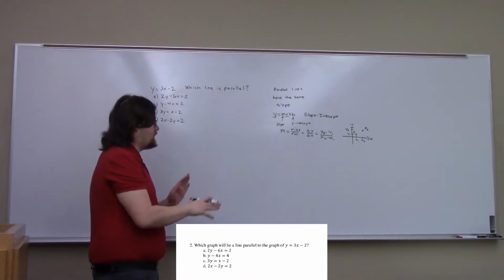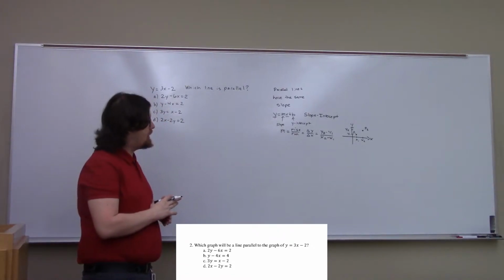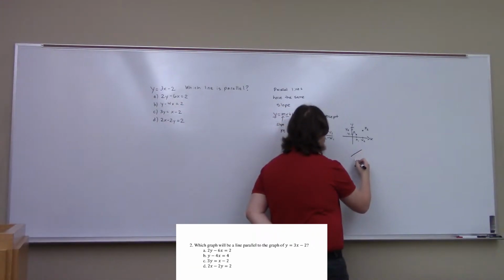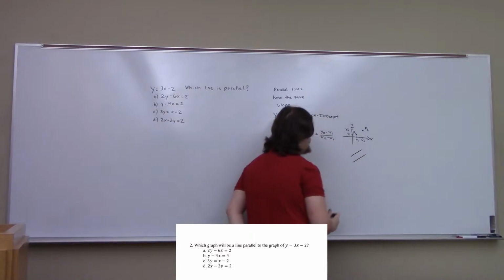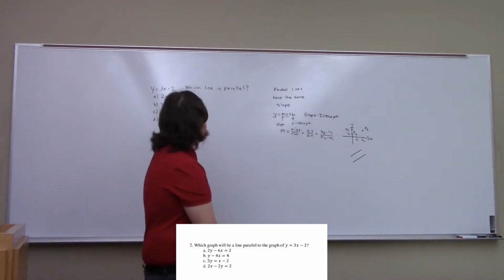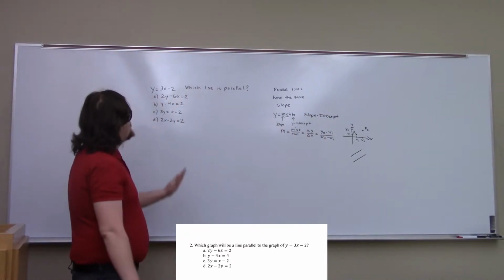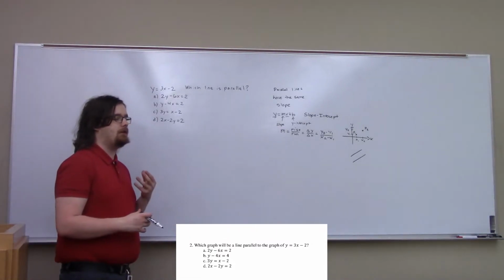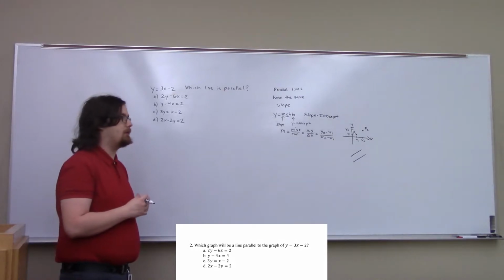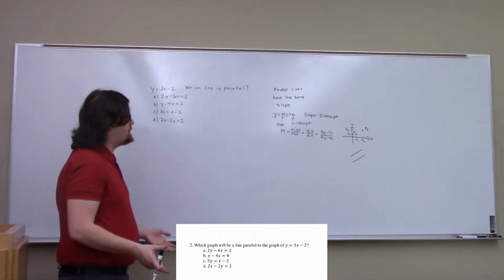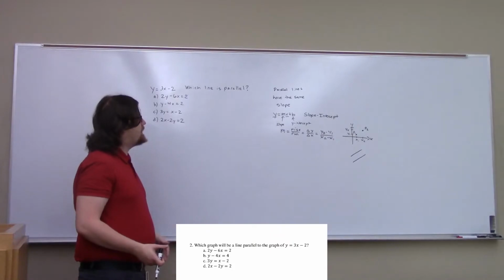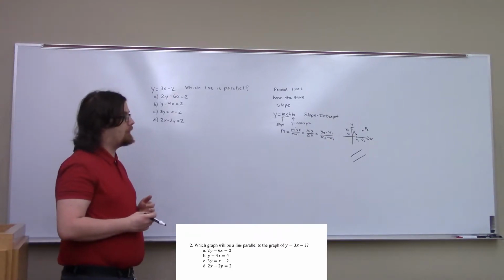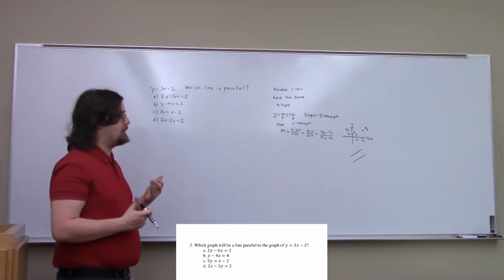Now that we've recalled basic information about the slope, when we have parallel lines, it should be obvious that they should have the same slope. Looking at our answer choices here, none of these are in a form where the slope can easily be determined. So we want to rewrite each of these into slope-intercept form, or a form where the slope is easily seen.